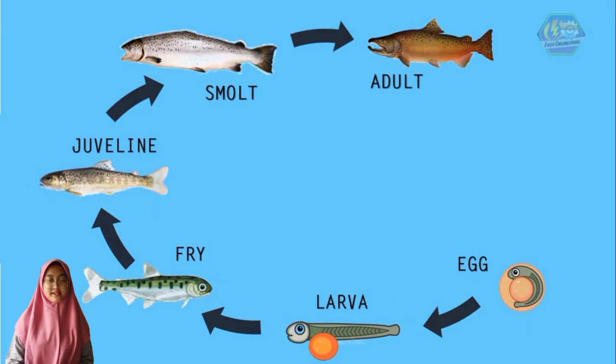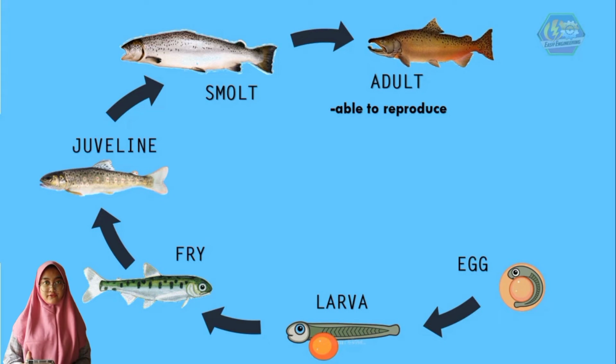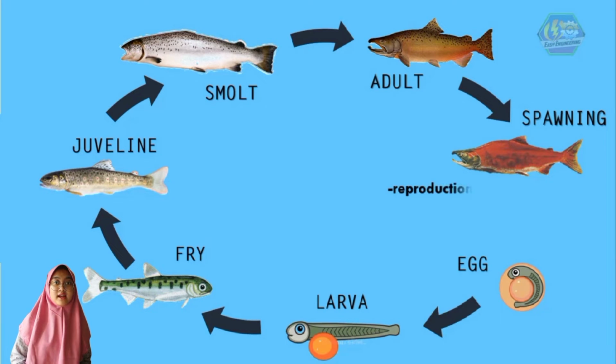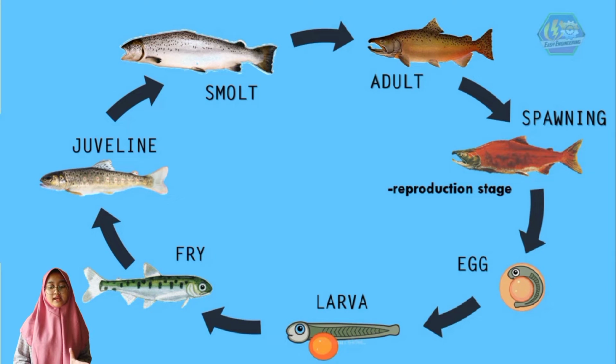Next is adult stage. This stage begins when the fish's reproductive ability is fully functional, so they are able to reproduce. This stage can be the longest phase in a fish's life, and they can survive for many years. Last stage is spawning. This stage results in fertilization. This is the start of their life cycle. The meaning of the start is also the end: the reproduction stage, where females release the eggs in the water and males release sperm cells to fertilize the eggs.